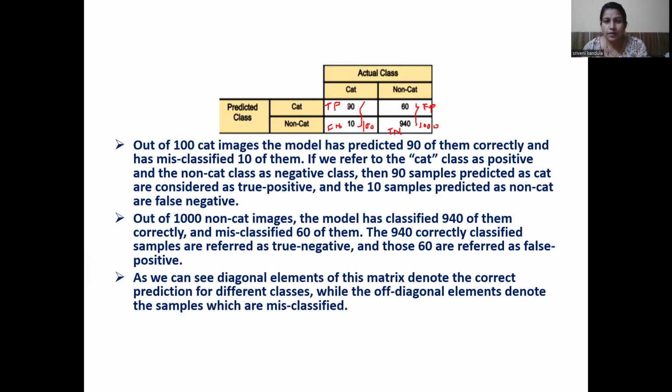And one more thing that you can see is the diagonal elements. So these diagonal elements denote the correct predictions and the non-diagonal elements will give you the misclassifications. So the total number of misclassifications by this model is 60 plus 10, 70. So it is a better one only.